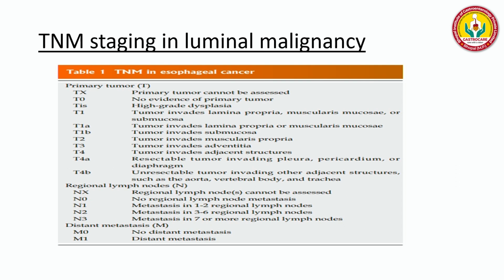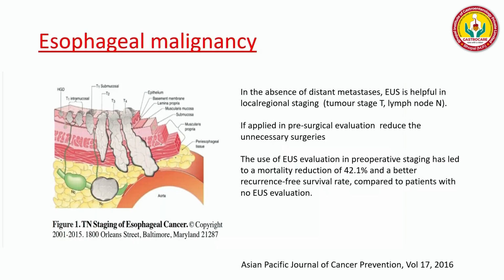So until T2 is involved, we can consider endoscopic methods of treatment for surgery, whereas once T2 is involved, we have to consider neoadjuvant therapy followed by surgery. So this is basically the principle.